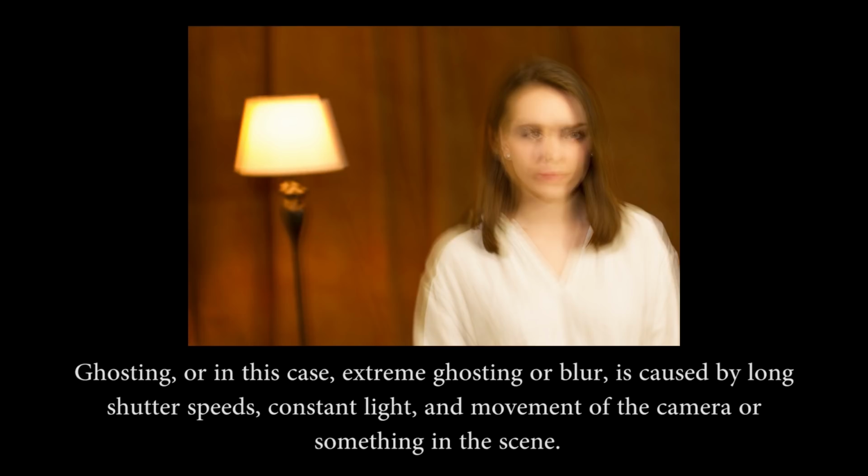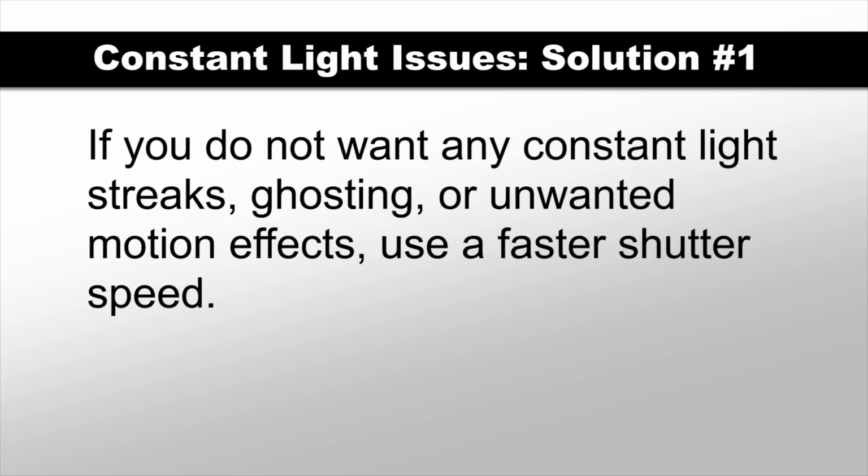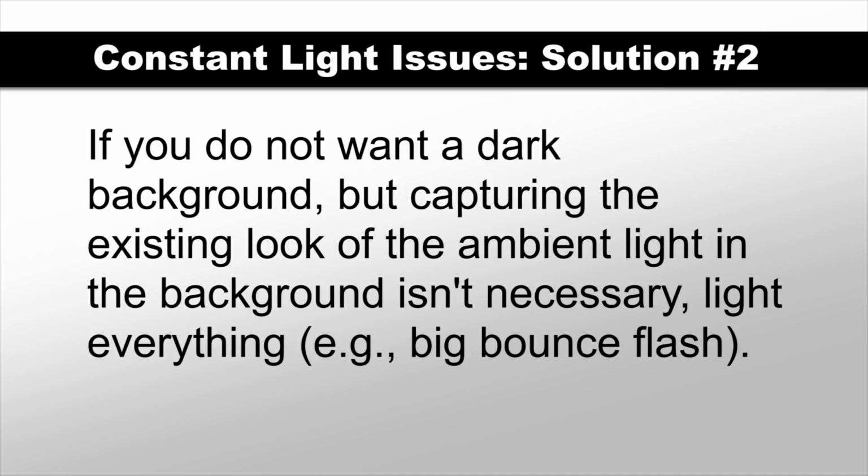So the ways to deal with these issues? If you don't want any constant light streaks, ghosting, or other unwanted motion effects, use a faster shutter speed. Also, if you don't want the dark background effect, but capturing the look of the ambient light in the room isn't necessary, in other words, you don't mind if the room looks different in the photo, just light the subject and background together with a big bounce of uniform room covering light.